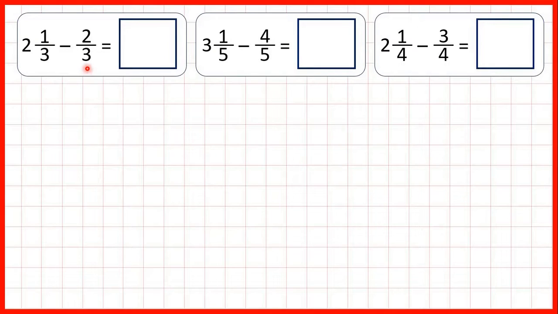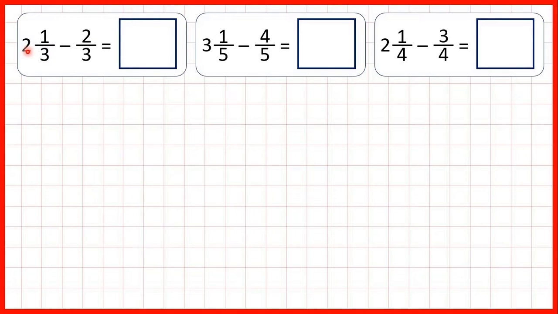So here we're still subtracting a fraction from a mixed number, but this time we can't subtract the fraction from the fraction in the mixed number. So first we have 2 and 1/3, but we need to subtract 2/3, and there's only 1/3 in our mixed number. So what we can do is exchange with our whole number.